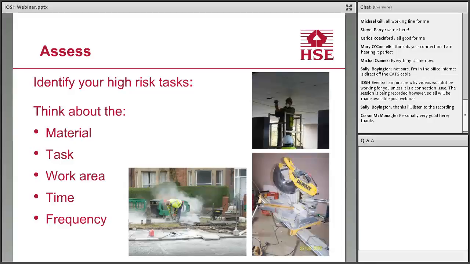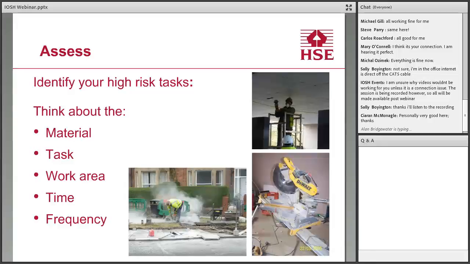Second is the task. In general terms, the more powerful the tool you're using, the worse the risk is going to be. Doesn't mean to say that using hand tools can't be bad, because, for example, stonemasonry is a separate issue. But usually, the more powerful, the bigger the problem. Third area is the work area. There's a common misconception that if you're working outside, everything's not so bad because the wind will blow it away. You can still get really, really high exposures outside. But it's even worse inside, because obviously there's less ventilation and the dust levels can build up quite significantly.